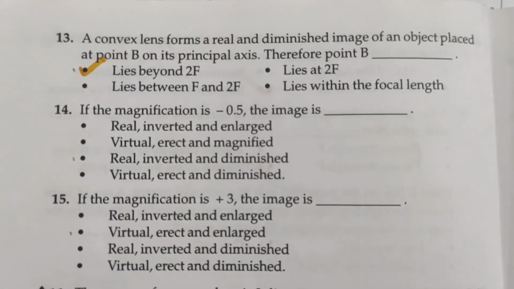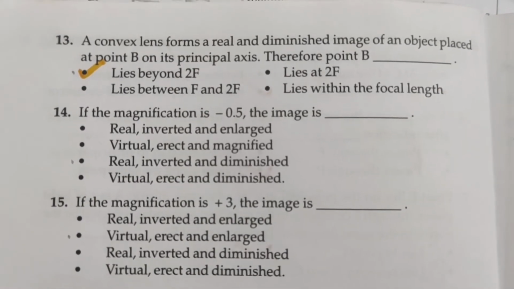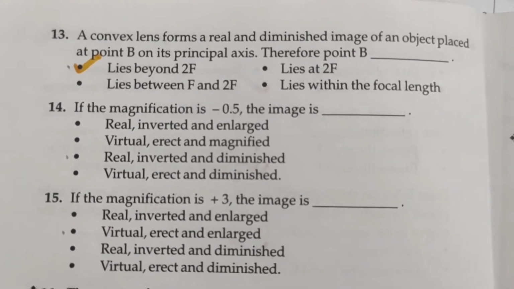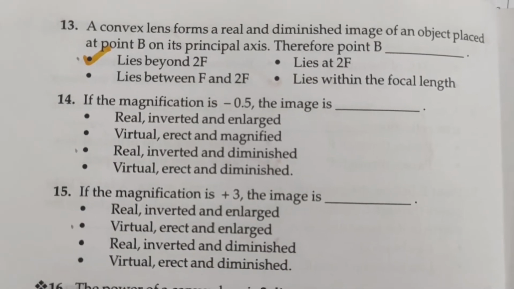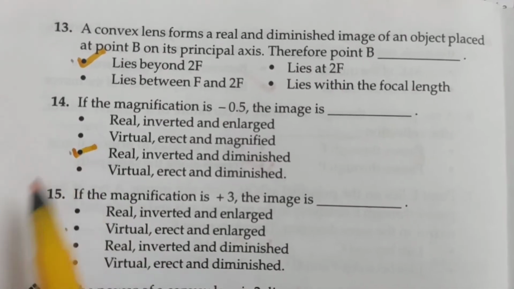If the magnification is minus 0.5, the image is dash real inverted and enlarged, virtual erect and magnified, real inverted and diminished, virtual erect and diminished, and the correct option is real inverted and diminished.